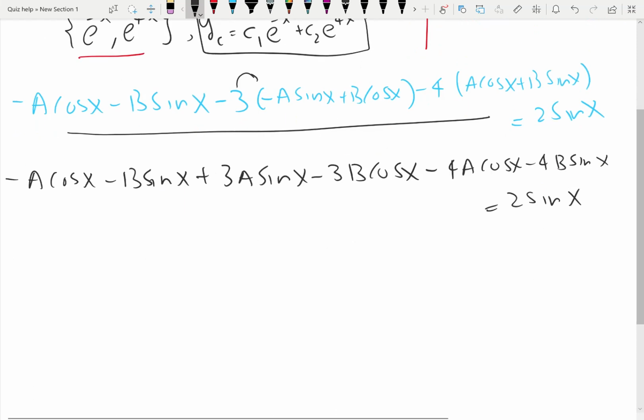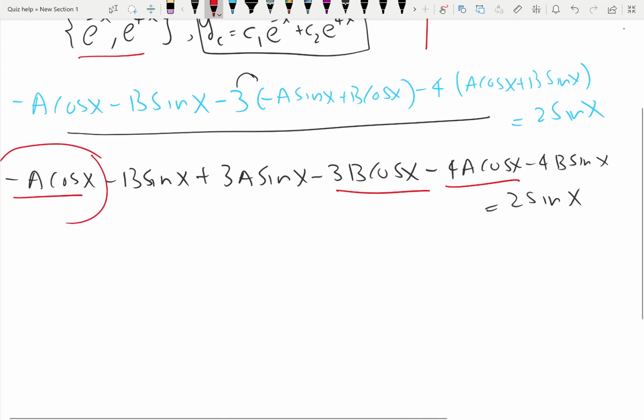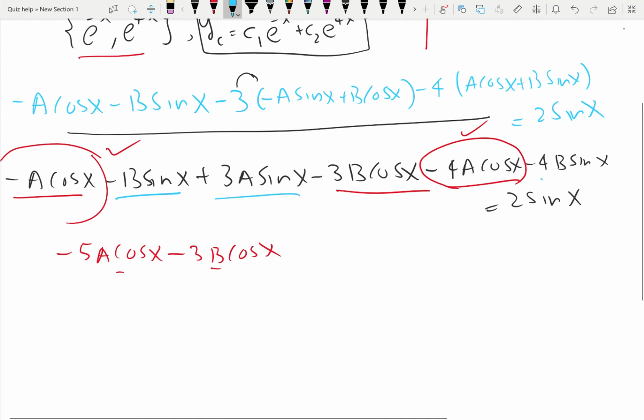All right, now let's see the similar terms. Let's look at the cosine terms: negative a cosine x, negative 3b cosine x, negative 4a cosine x. Negative a cosine x and negative 4a cosine x together is negative 5a cosine x, and minus 3b cosine x. We cannot combine these two because a and b are different, but we were able to combine the other two. Now the sine terms: negative b sine x, 3a sine x, negative 4b sine x. So negative b and negative 4b give negative 5b sine x, plus 3a sine x, is equal to 2 sine x.